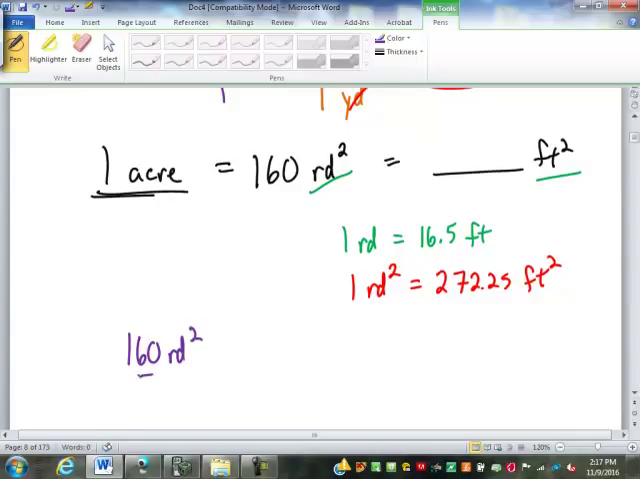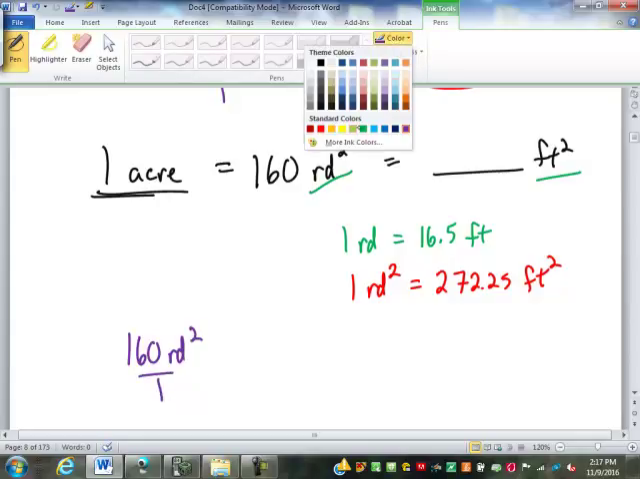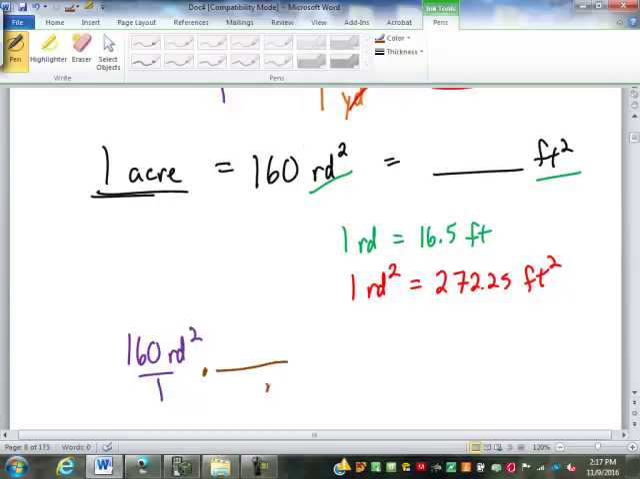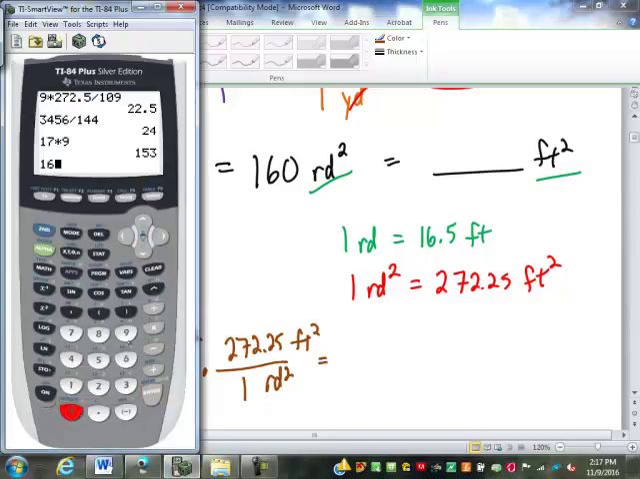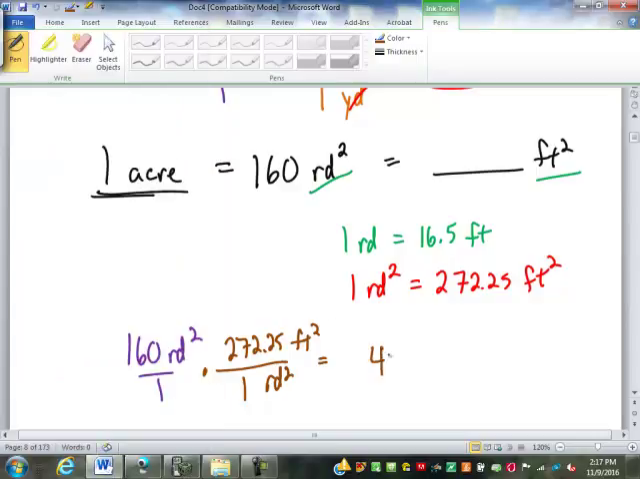So let's convert this. 160 square rods over 1. Square rods on the bottom. 272.25 square feet on top. 160 times 272.25 should give us 43,560. And that is true. There's 43,560 square feet in 1 acre.